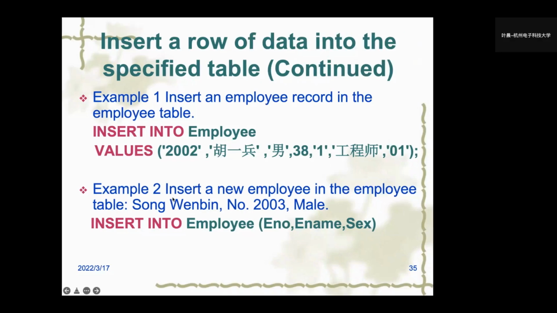And here, if we want to insert a new employee in the employee table, the employee information is Song Wenbing, number 2003, male. We can just insert into the employee. The added employee information is in these 3 columns. We specified as e number, e name, and e sex. So we can add the values of these 3 specified columns.